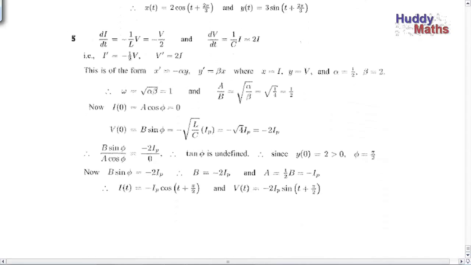Alright, so fairly challenging systems of differential equations. So might have to go back over it a couple of times.